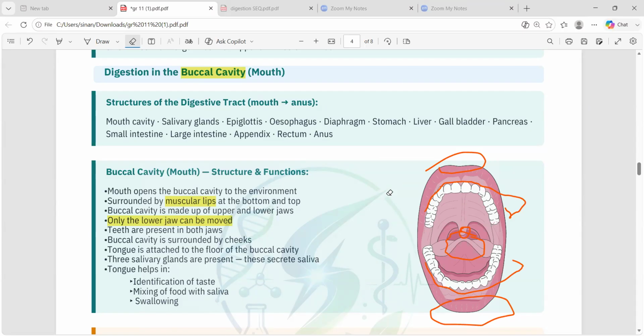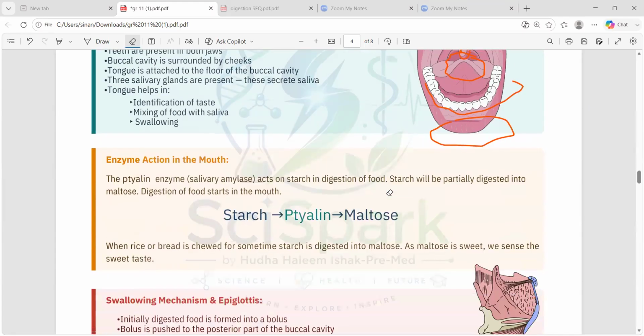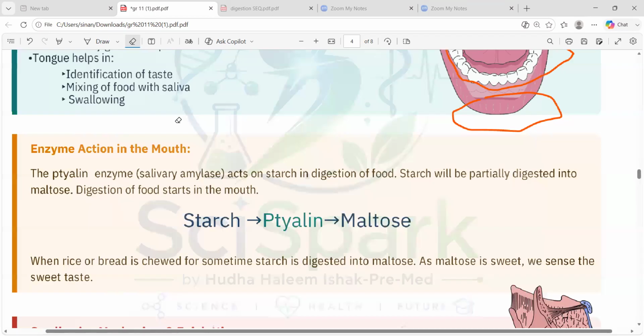Very good. It's the tongue. So the tongue has three main functions. Now let's move into the enzyme action in the mouth.